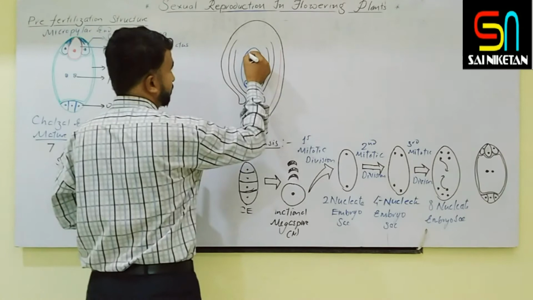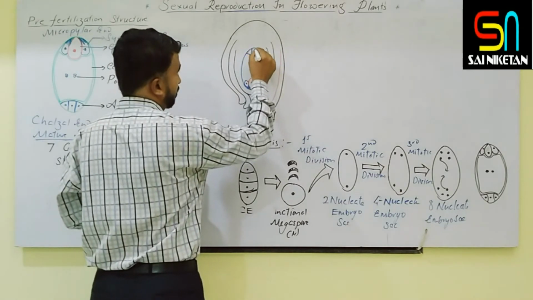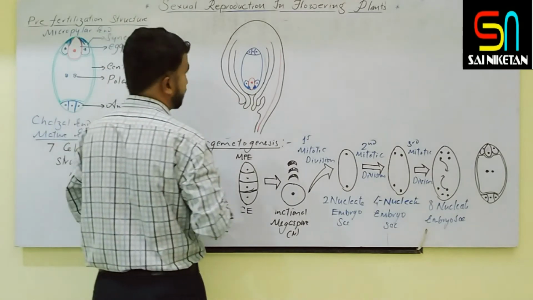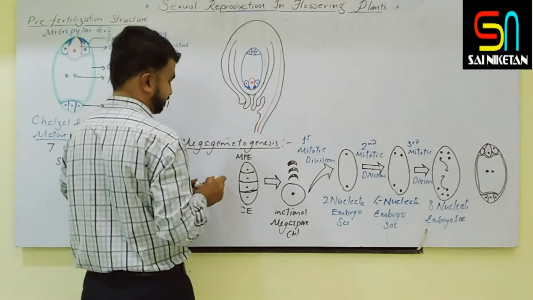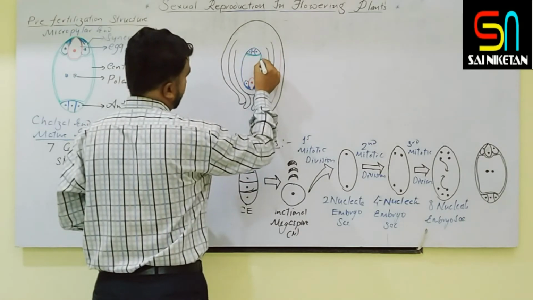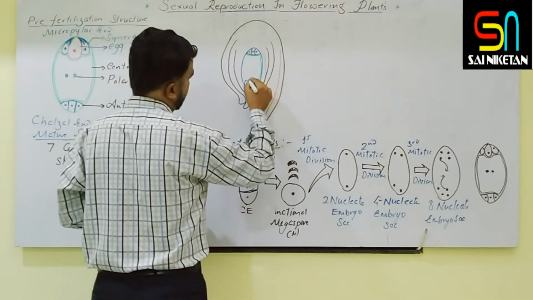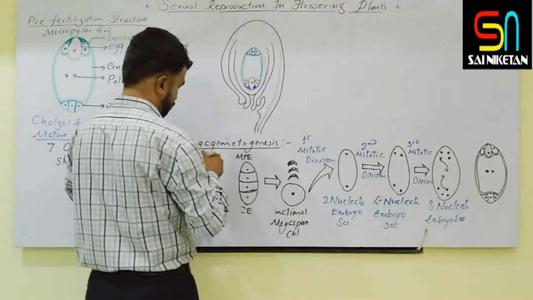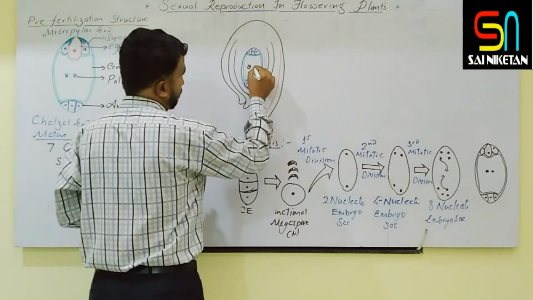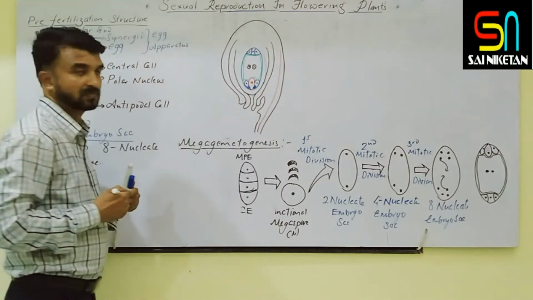And 3 cells which are present toward the chalazoid end. These are the antipodal cells. And the central cell is a larger one. It has a separate membrane, and in the center 2 nuclei are there. These are the polar nuclei.